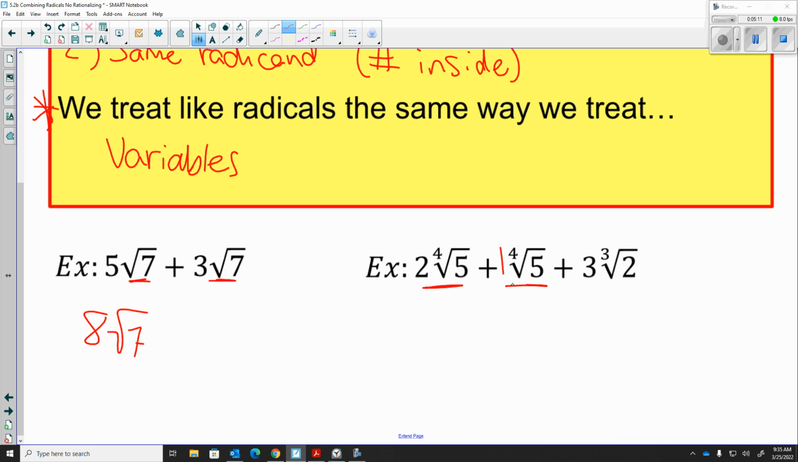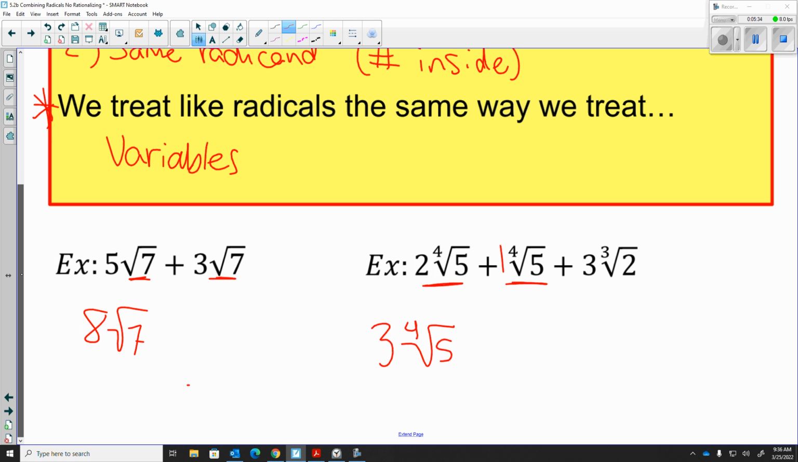So I can put these together, right? Because they're both 4th roots of 5. So 2 plus 1 is 3, so that's 3 4th root of 5. But what's going on with this thing? It's different roots. So can I combine it with this? No. You can't take 3x and 2y and make 5xy. That's not how it works, right?